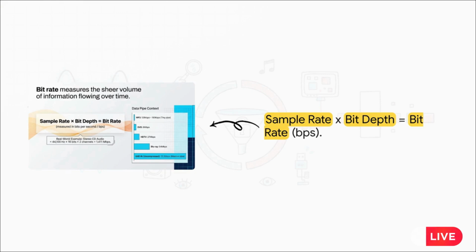Multiplying the sample rate by the bit depth gives us the bit rate, which is measured in bits per second. To put that into perspective, a simple MP3 audio file requires just a tiny data pipe, hovering around 128 kilobits per second. But an uncompressed 4K video stream, that demands a massive 22.3 gigabits per second pipe.